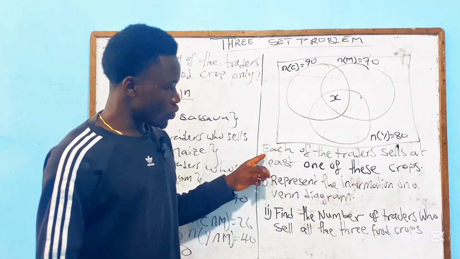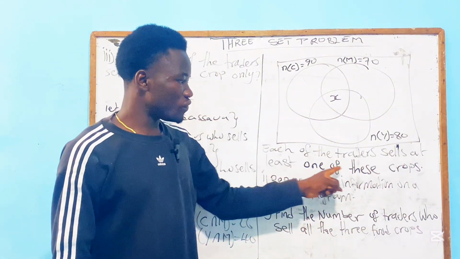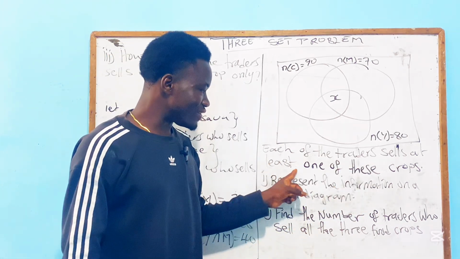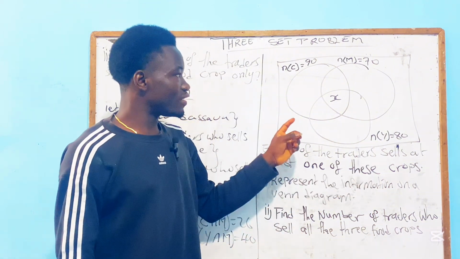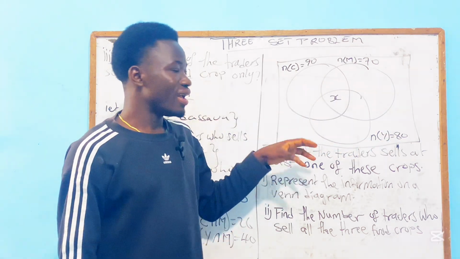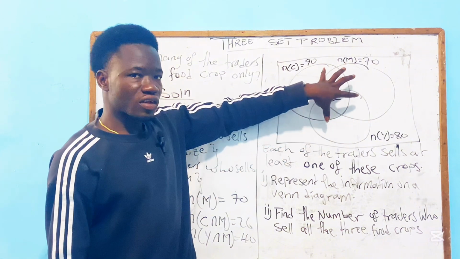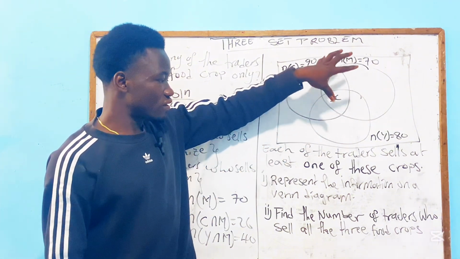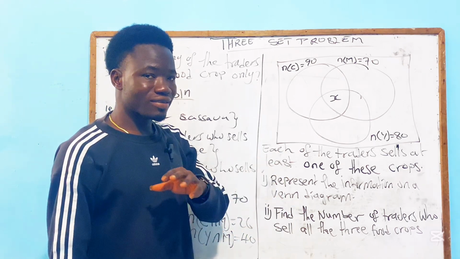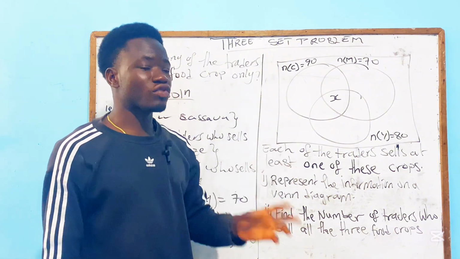The last information in the question says that each of the traders sells at least one of these crops. Once you see the statement "at least", it means that there is nothing inside region 8, the last region outside here. It means that everyone inside the 150 sells one crop or the other, either maize, yam, or cassava. There's no trader who doesn't sell anything.